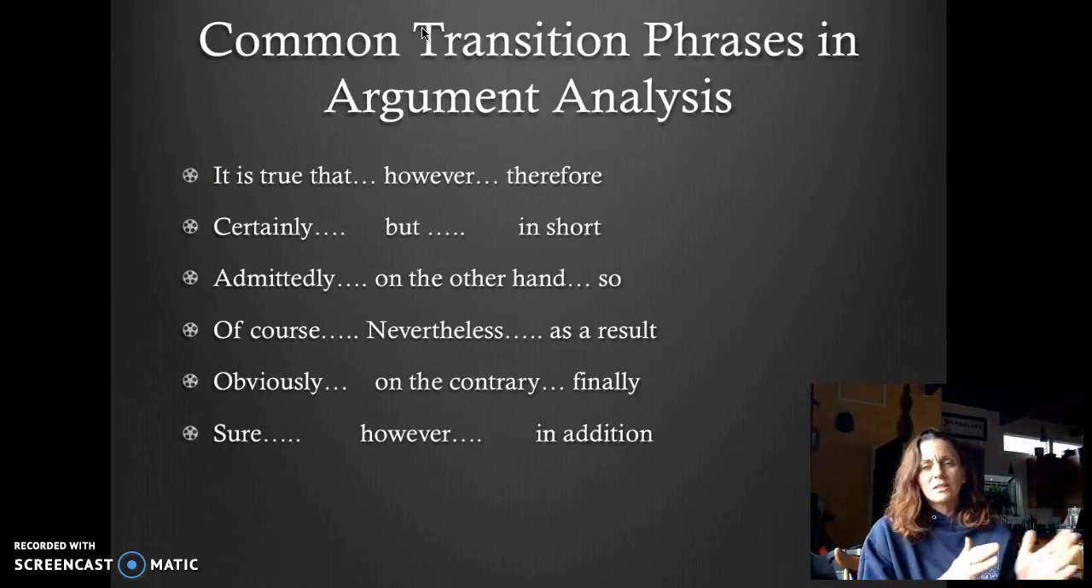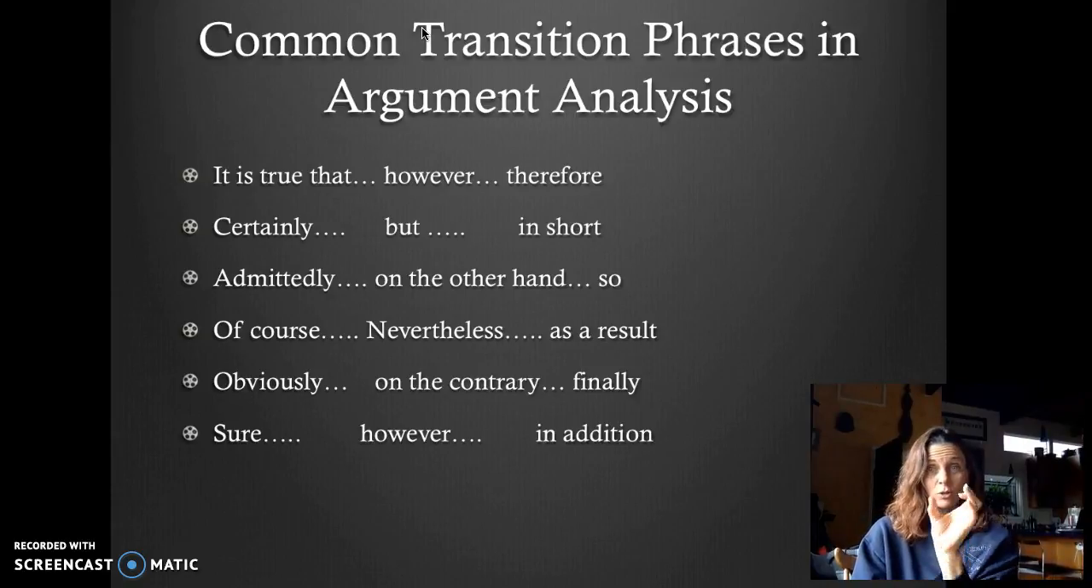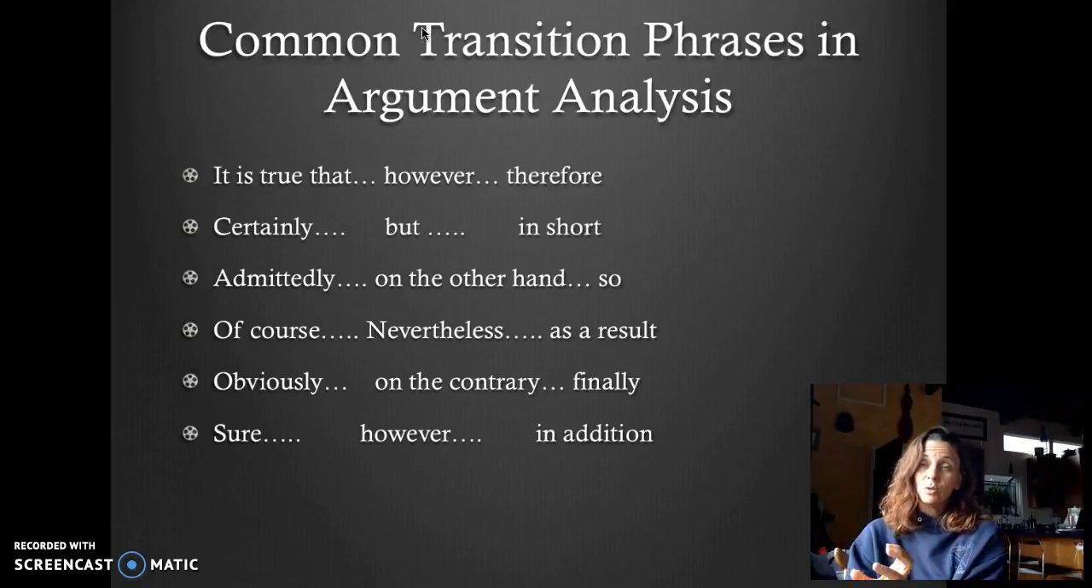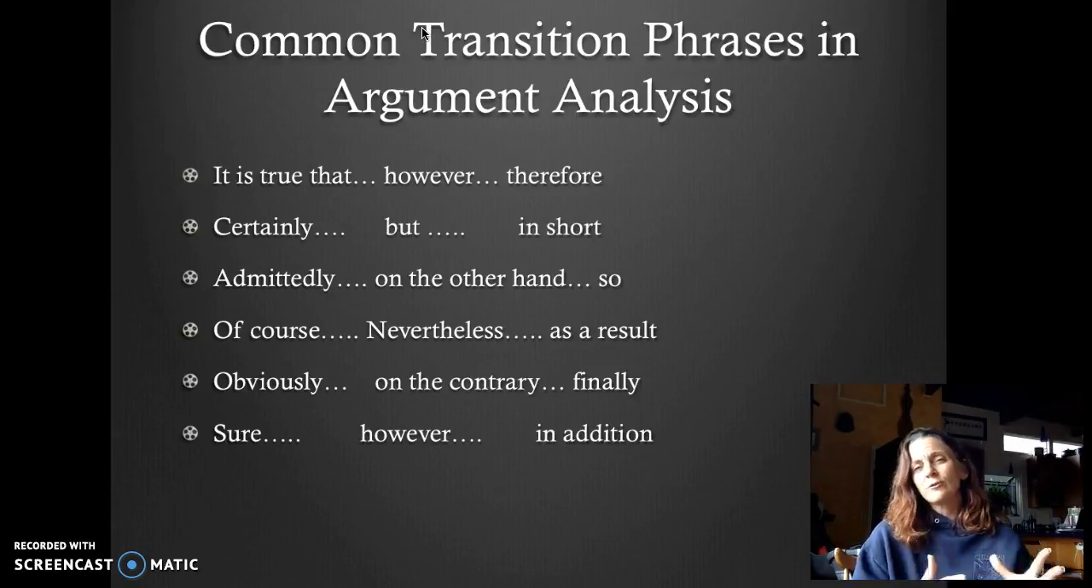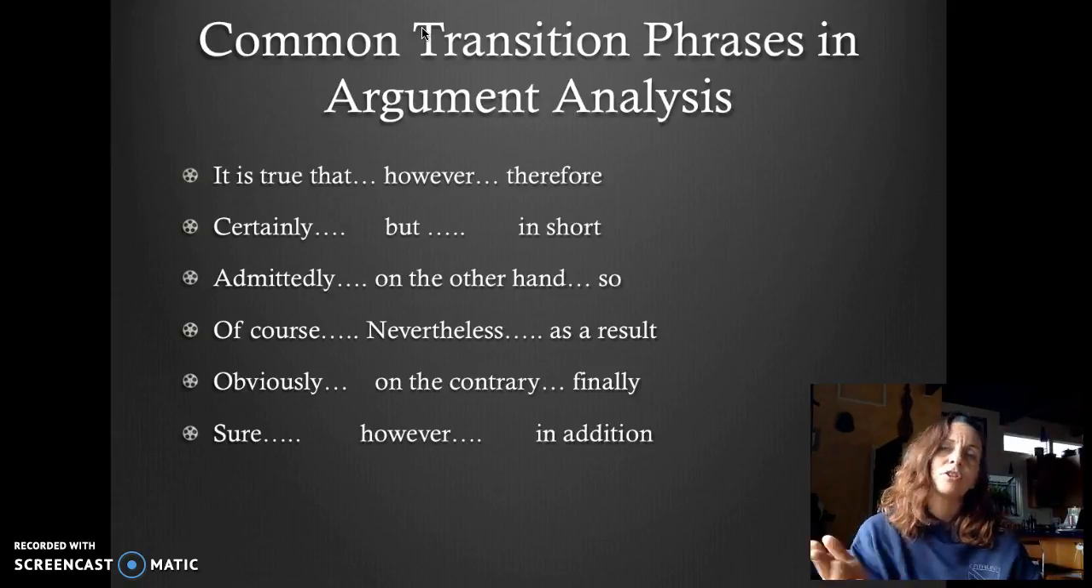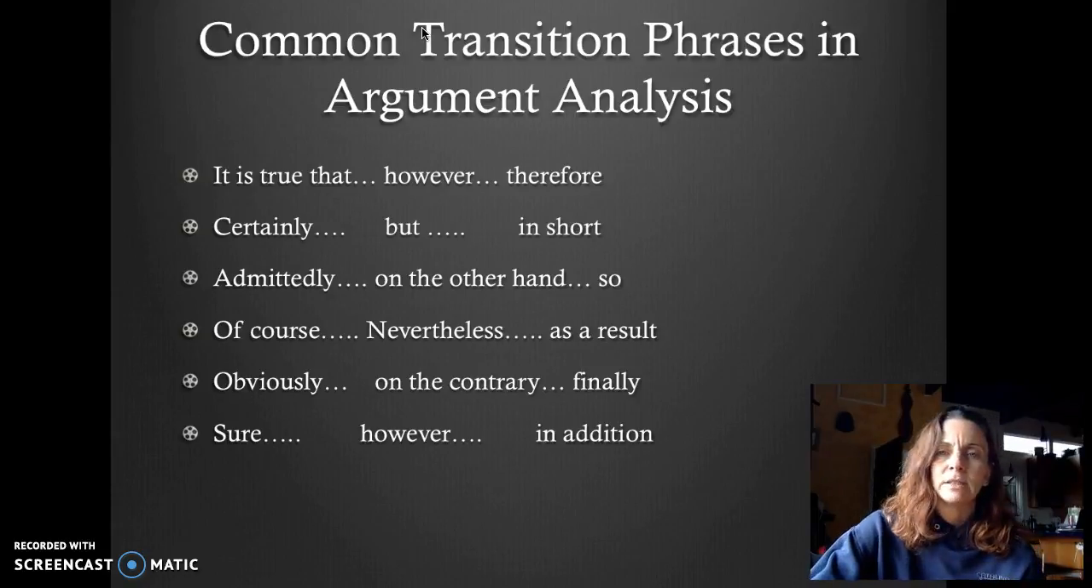Okay, so those three steps, you can interchange any of these, but you'll see that the first column is the acknowledgement. The second column, that's where you get to your contrast. And then the last column is where you get to your result or the validity of your argument. So these are good transitional phrases that you can use when you're arguing against an opposition.